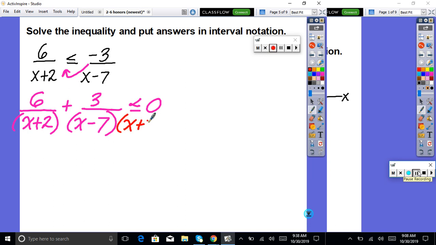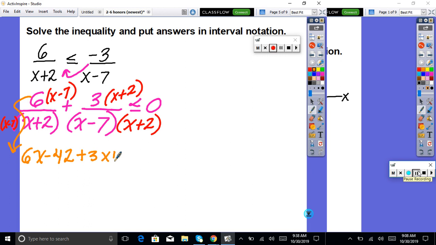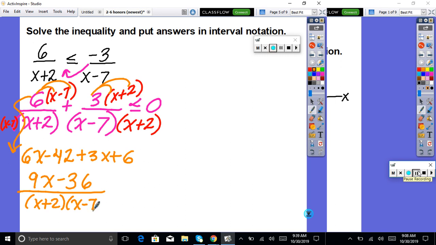So x plus 2, x plus 2. This one needs an x minus 7. X minus 7. Now we're going to take our numerator and we're going to go ahead and do some math here. That's 6x minus 42. And it's a plus 3, so that's plus 3x plus 6. Because I'm distributing here. Combining like terms, that looks like it's 9x minus 36. And that's all over the common denominator of x plus 2 and x minus 7. When is that less than or equal to 0.